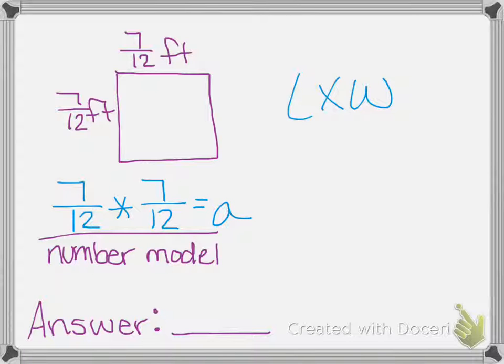To actually solve, I start by multiplying my numerators. 7 times 7 is 49. Then I multiply the denominators. 12 times 12 is 144. And since it's feet, feet stays my unit. And since it's area, it's feet squared.